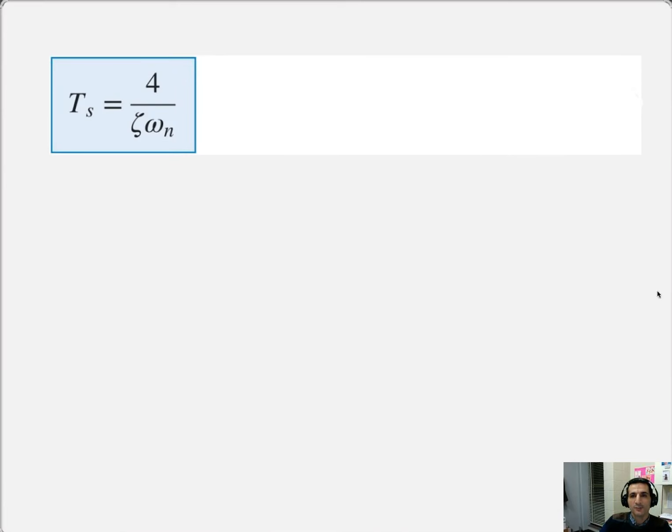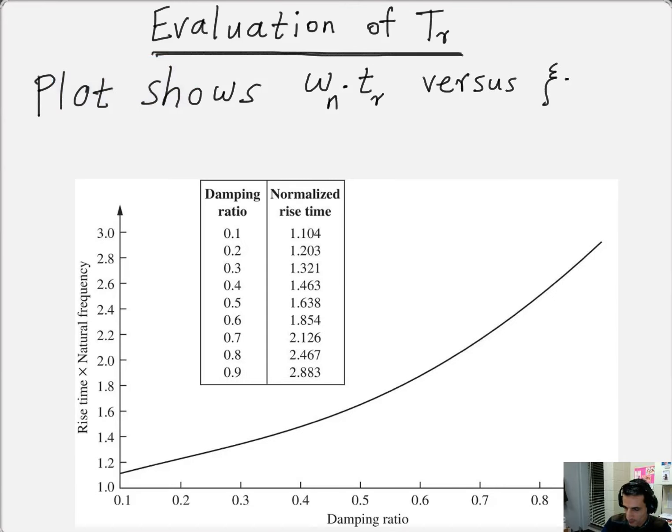So the next equation would be settling time. So the equation for settling time is just 4 divided by zeta omega n. So that's something we're also going to use. So evaluation of TR is going to be a little tricky. There's really no explicit equation that relates rise time TR to zeta and omega n. Instead, sometimes you're just given this plot. So this plot is actually a plot of omega n multiplied by TR as a function of zeta.